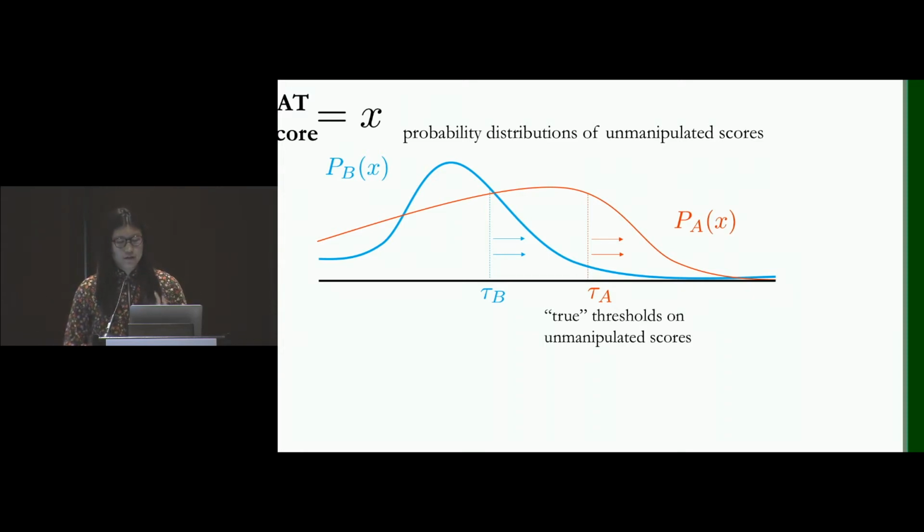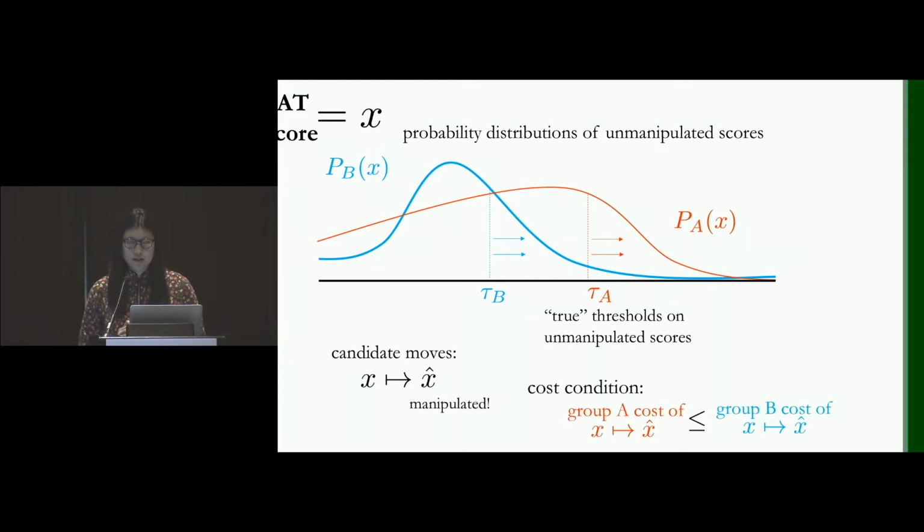And here we're allowing for one group, the disadvantaged group, to potentially have a lower threshold because of social inequality. We're interested in manipulation, so this is where the candidate starts from a score X and can manipulate to a higher score X hat. And because we're interested in settings of social inequality, we're concerned about cases in which a particular group of candidates always faces higher costs to manipulate from a given score X to a score X hat.